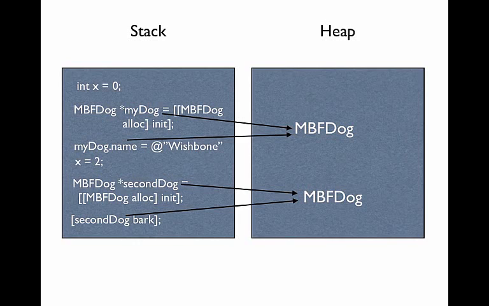There's a lot more to this, but hopefully this will help clarify some of the differences between primitives and objects. So for primitives, we store these items on the stack. Int x is equal to 0 is stored in the stack, whereas when we create the MBFDog object, we store this in the heap, but we keep a variable with a pointer that points to the memory address of MBFDog. Later on, when we use myDog.name, we're using the object myDog, referencing the same object in the heap and updating its values.